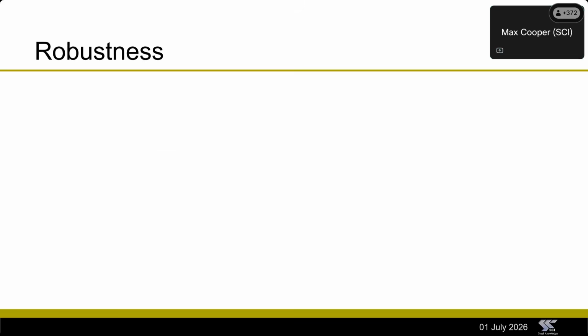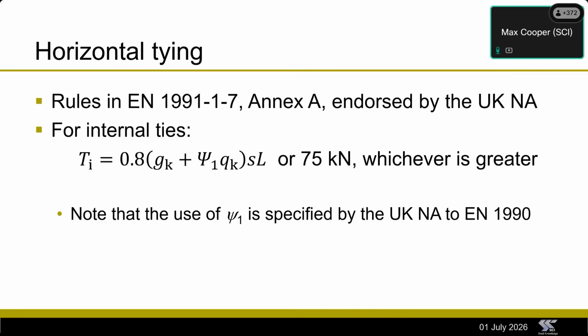So let's quickly look at robustness now. When we look at horizontal tying, there were rules in EN 1991 Part 1 Part 7, and they are endorsed by the UK National Annex. We see we need to use this combination for internal ties. So we've got 0.8 multiplied by the dead load, and then we add variable loads at the frequent level. There's a minimum value of 75 kilonewtons.